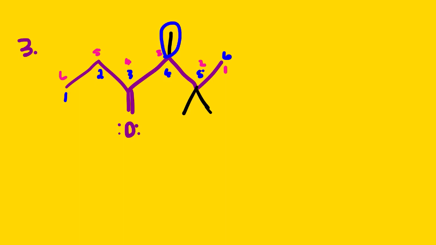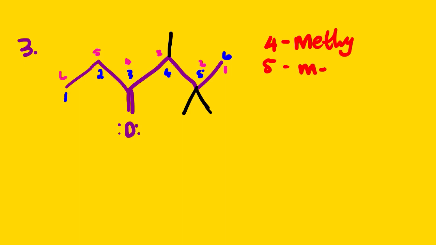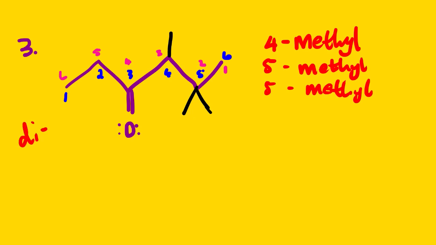Then we can see that on carbon number 3 we have the carbonyl, and then methyls on other carbons. So let us start with the methyls. Counting from left to right, on carbon number 4 we have a methyl. Carbon number 5, we have another methyl. Also on carbon number 5, we have another methyl. So we know very well that for 2 it's di, for 3 it's tri. And then we have hexane, because you can see that we have 6 carbons.